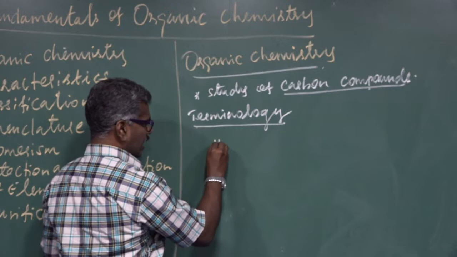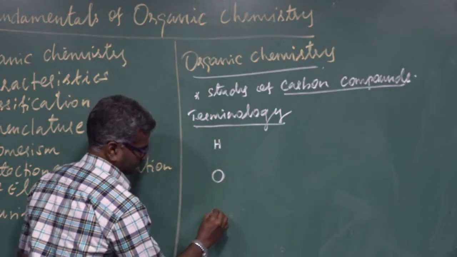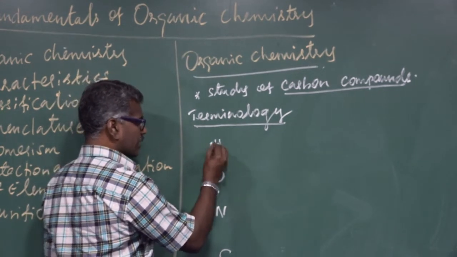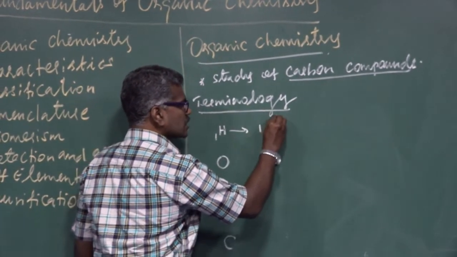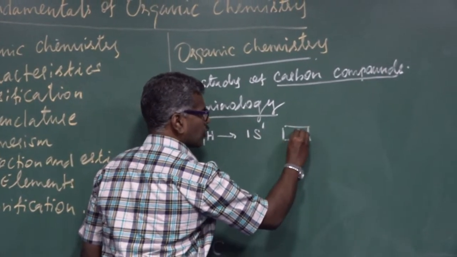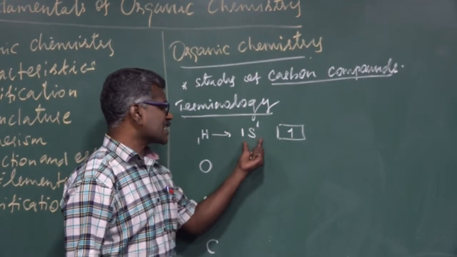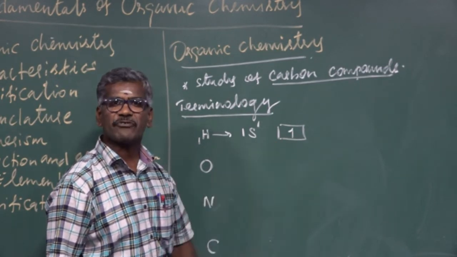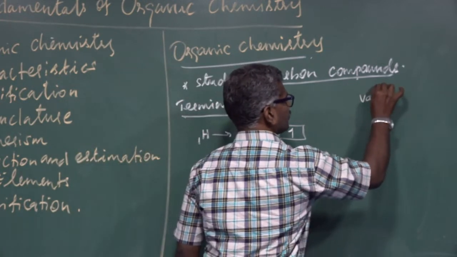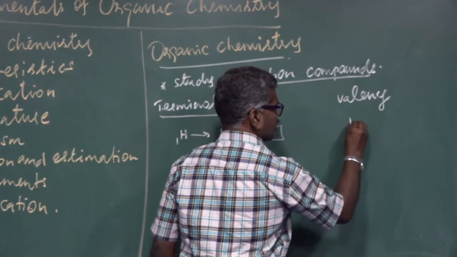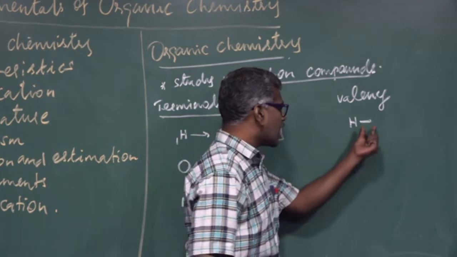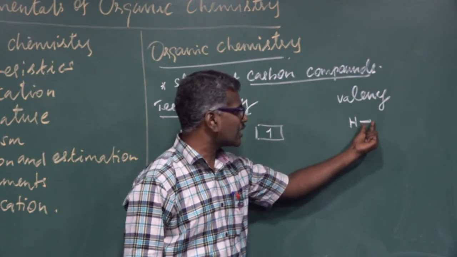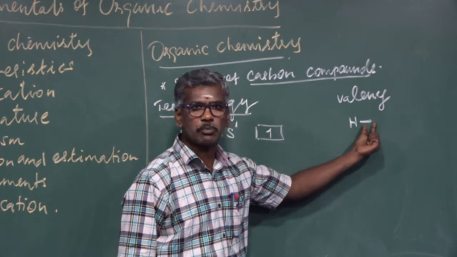First one: hydrogen, oxygen, nitrogen, carbon. Hydrogen, atomic number 1, electronic configuration 1s1. In the s orbital, only 1 electron is present, though the s orbital can hold 2 electrons. This is known as the valency of hydrogen. Hydrogen forms only one bond. This covalent bond is nothing but mutual sharing of electrons, not a hyphen or minus.